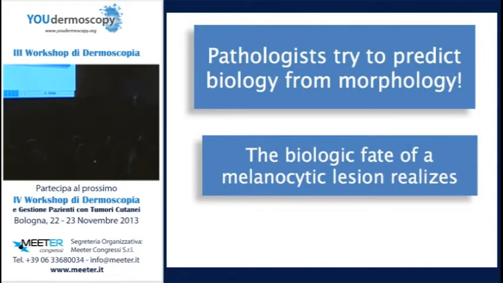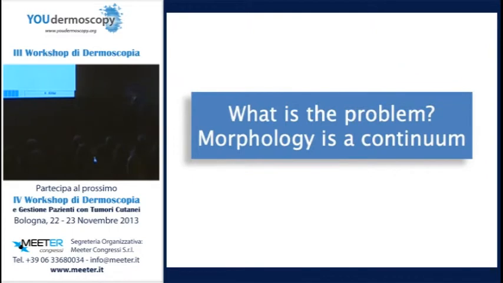But the biologic fate of a melanocytic lesion realizes itself in the future. You need some time to have metastases. You do not see them when you see the patient, usually, because we diagnose melanoma so early that the patients usually do not have metastases when we diagnose them. So we have to predict their fate by morphology. What is the problem? Gerardo said this already.